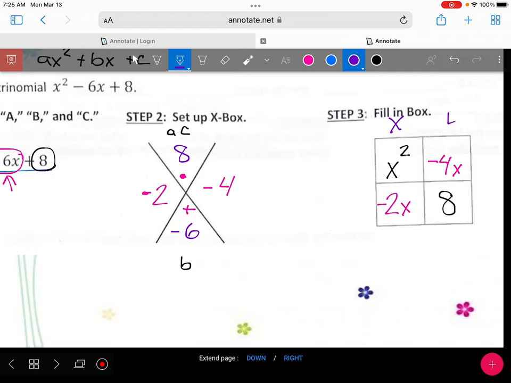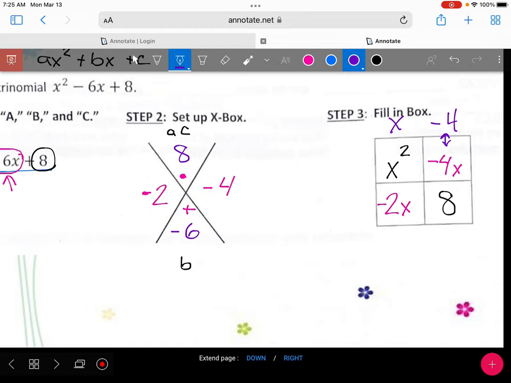Really close. The 4, I agree, that's the number. Is this going to be a positive 4 or a negative 4? Negative 4. This spot will always have the same sign as this box, 100% of the time, every time. Even if all you can pull out numerically is a 1, they will always have the same sign.